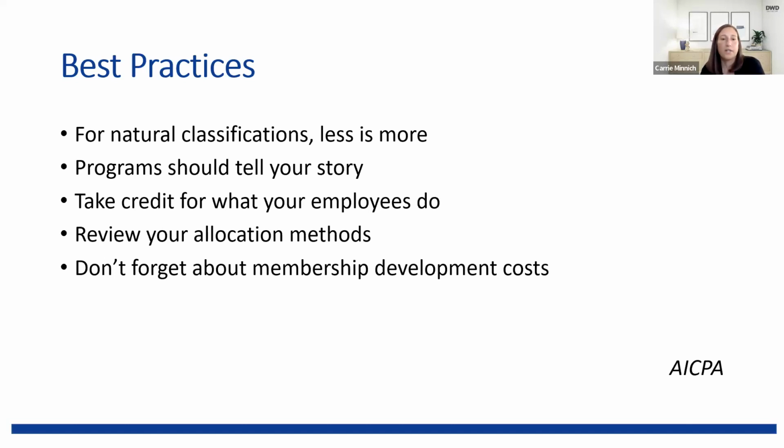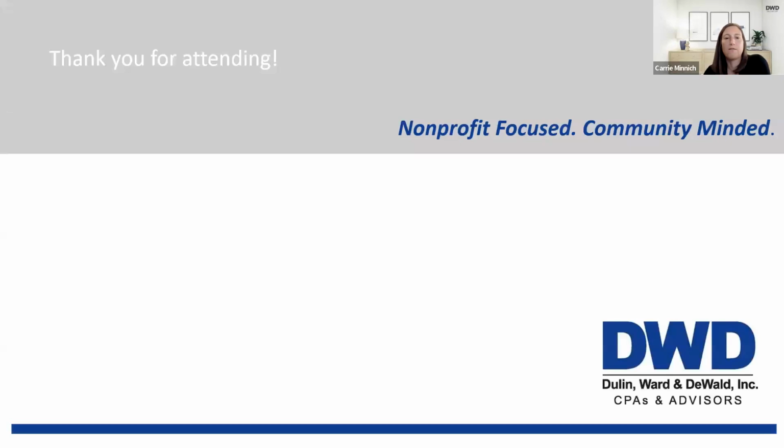And then finally, don't forget about membership development costs. Because again, for those membership organizations, time spent recruiting new members or communicating with members when they don't receive a benefit are going to be considered membership development costs. So kind of a summary there of expenses and how to allocate them both naturally and functionally for your organization, both based on your financial statements, Form 990, and if you do get some government grants. So with that, I'll turn it back over to Tyson.